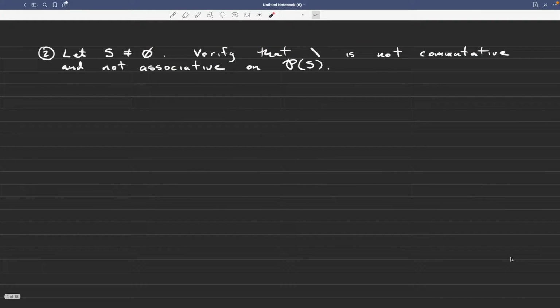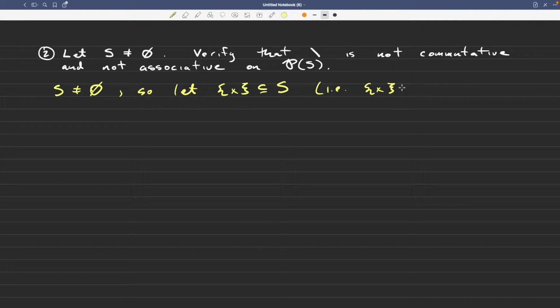For part 2, we want to verify that set difference is not commutative and also not associative. S is not equal to the empty set. So just let little x be any singleton subset of S, okay? i.e. the singleton x, such a singleton subset exists in S, so then that would be an element of the power set of S. The power set is just the set of all subsets of S. So I have the singleton subset of the power set of S.